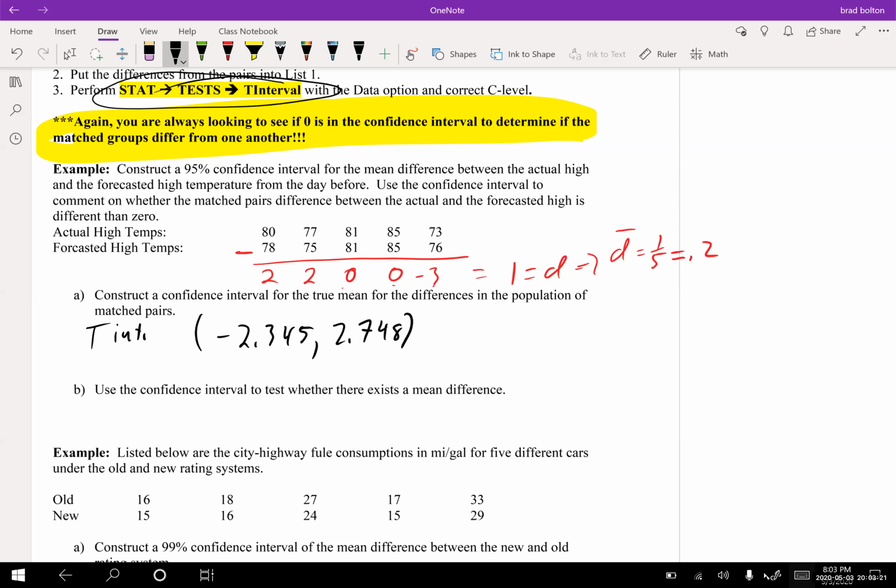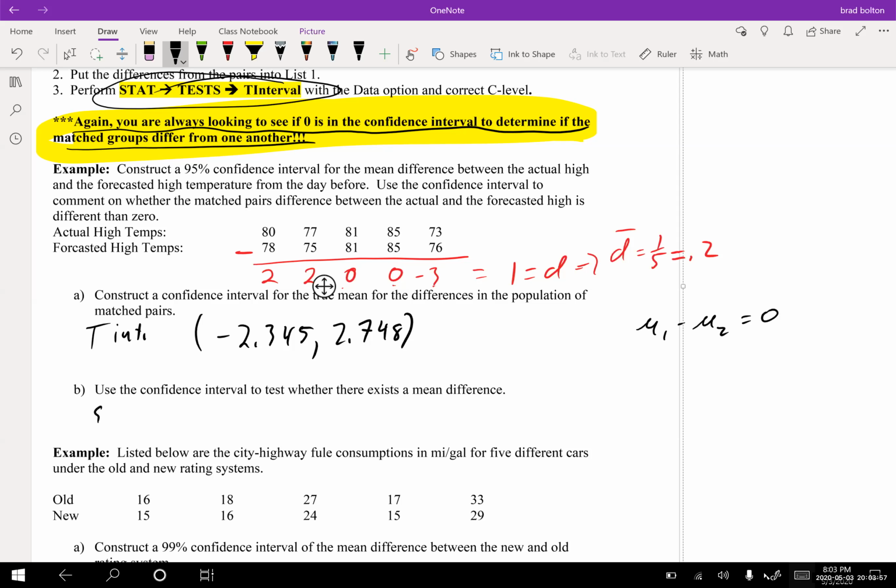All right, so it says, use the confidence interval to test whether there exists a mean difference. Well, is 0 in the interval? If 0 is in the interval, you are always looking to see if 0 is in the confidence interval to determine if the matched groups differ from one another. If 0 is in the interval, that means that mu1 minus mu2 equals 0, right? Because they're the same. That means that the null is possible, okay? Because 0 is in the interval, I'm not going to say there appears to be a significant difference.